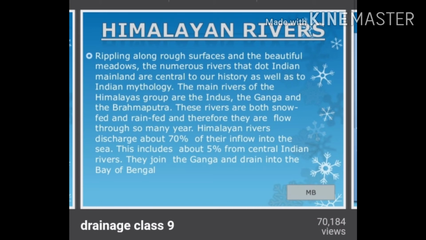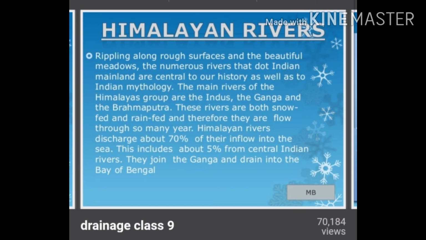Means these rivers basically depend on both things, that is on snow and on rainwater. So they are being fed by the snow as well as by rain. They have flowed through so many years. Himalayan rivers discharge about 70% of their inflow into the sea. This includes about 5% from the central Indian rivers, and they join the Ganga and drain into the Bay of Bengal. Means the river Ganga drains into the Bay of Bengal.